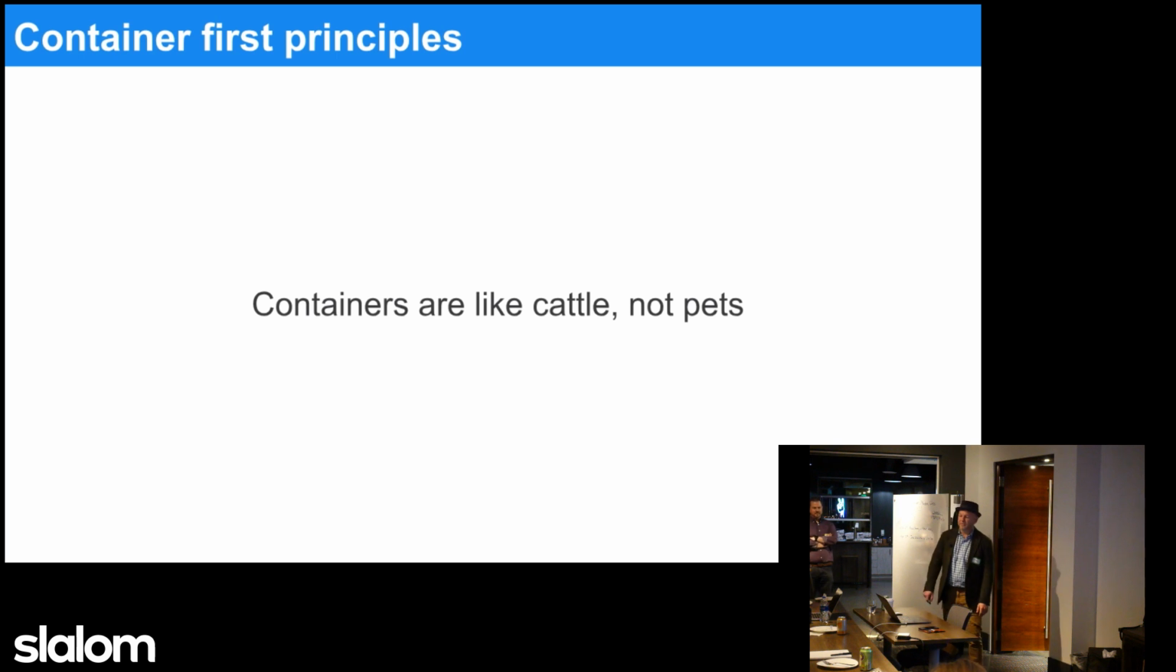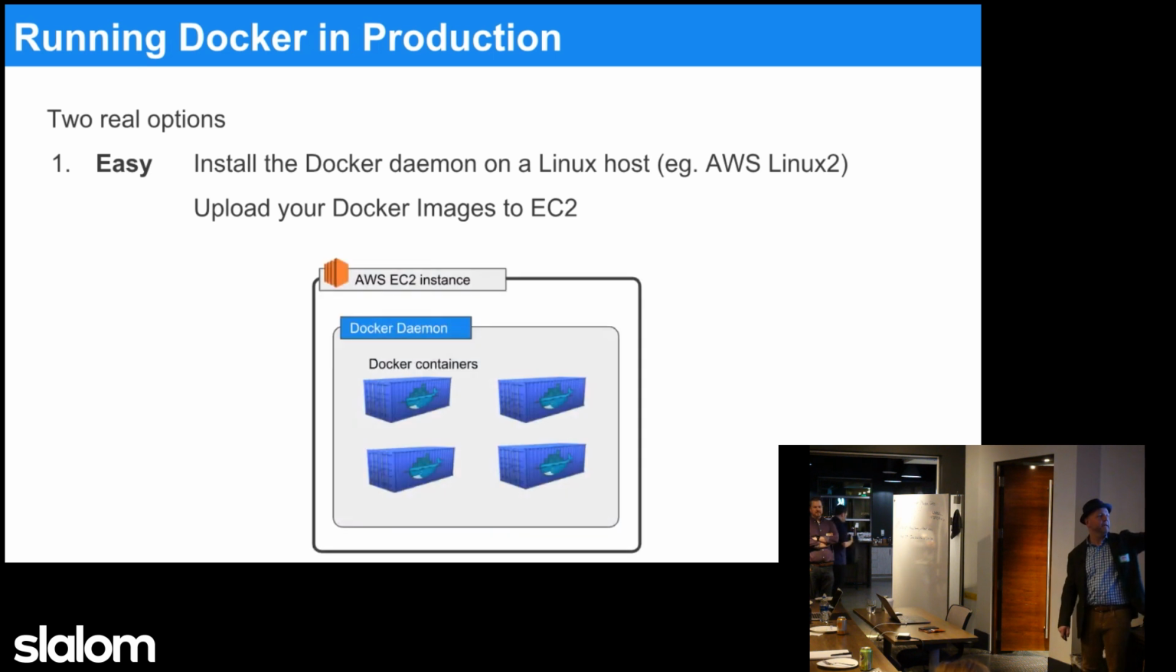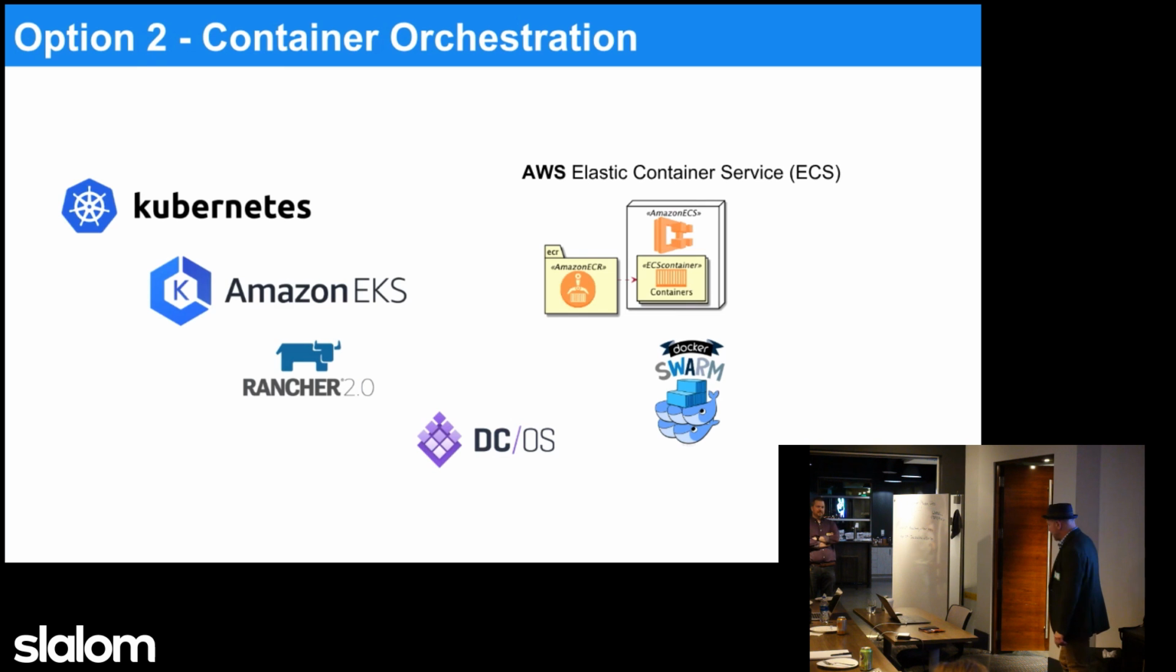So running Docker in production, there's an easy way that sucks that you don't want to do, but it works and it's easy, which is you install the Docker daemon on a Linux host, like an AWS Linux host. You upload your Docker images to that EC2 host, and you run it. So it's basically something like this: my AWS instance, there are my Docker containers, and I run it. Yay. You'll find that won't work, it sucks, it's not good practice, and it's not very secure.